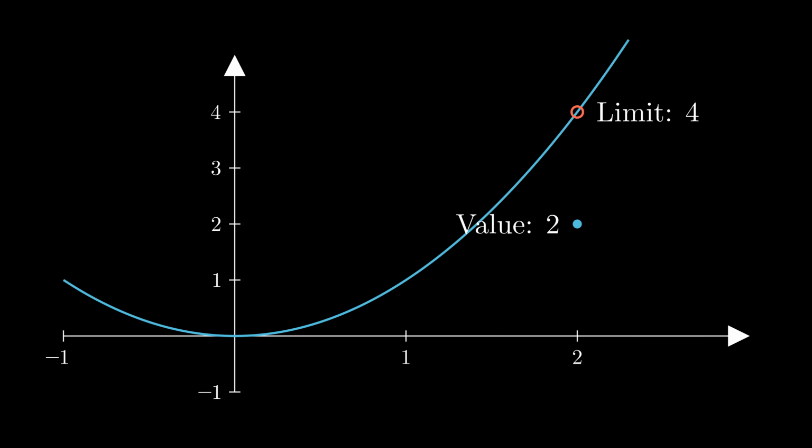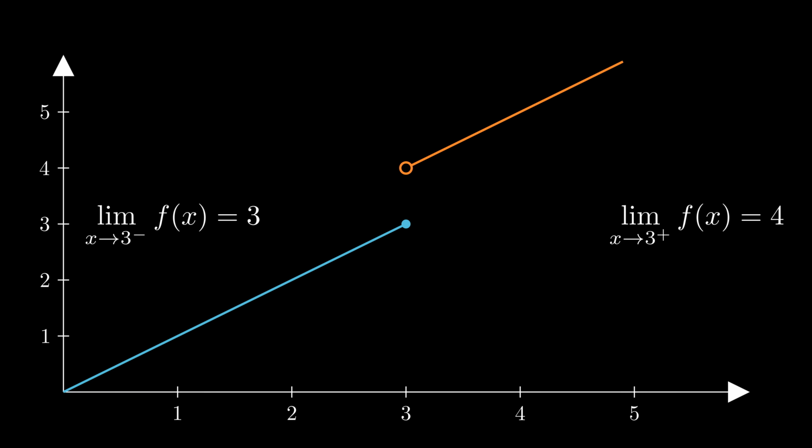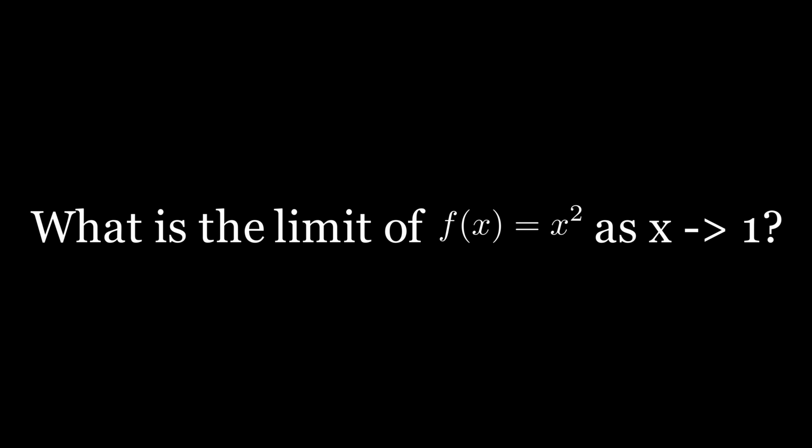Let's explore the left-hand and right-hand limits. This piecewise function, as x approaches 3 from the left, f of x follows the blue line, and the left-hand limit is 3 accordingly. From the right, it follows the orange line, and the right-hand limit is 4. Since these limits do not match, we say that the limit of this function at x equals 3 doesn't exist. This is a crucial point. Limits must agree for both sides to exist.